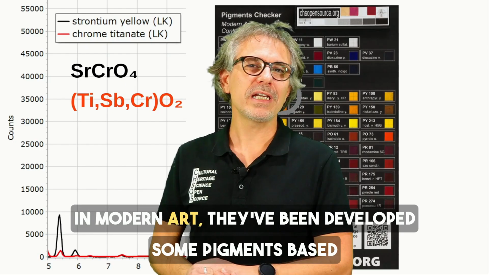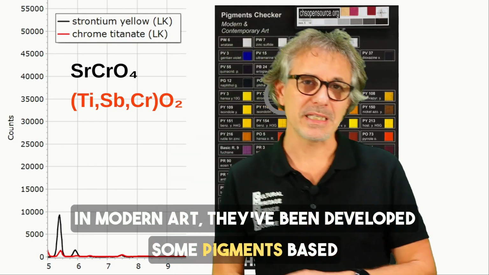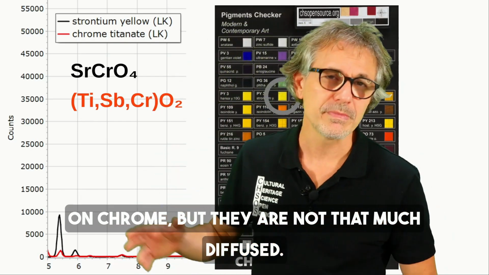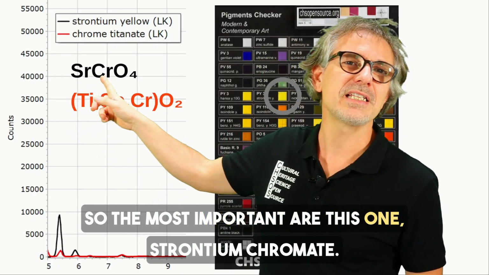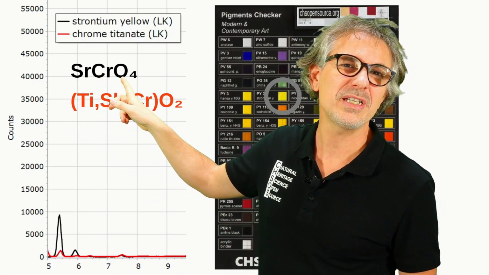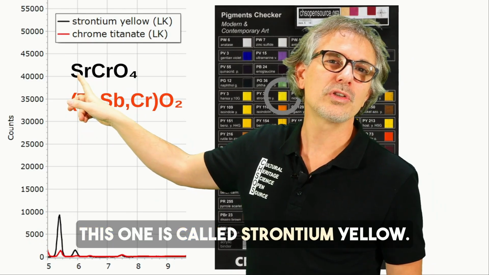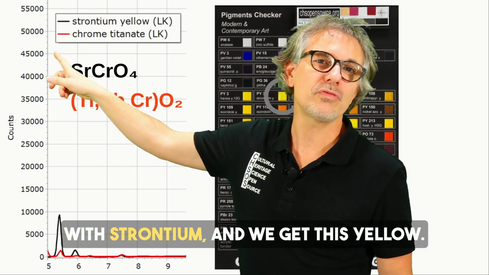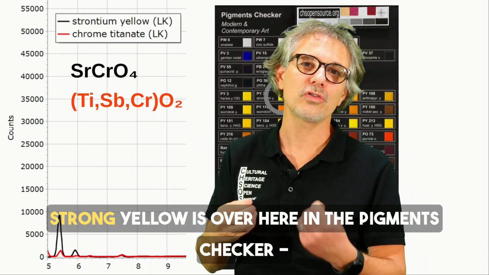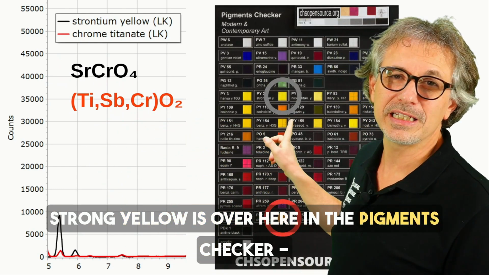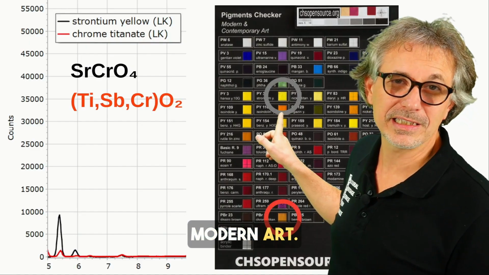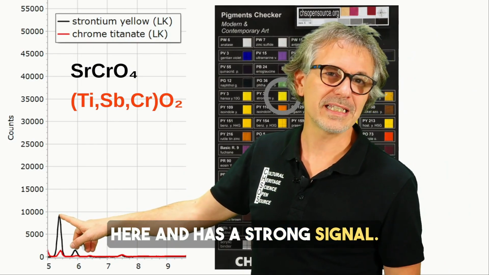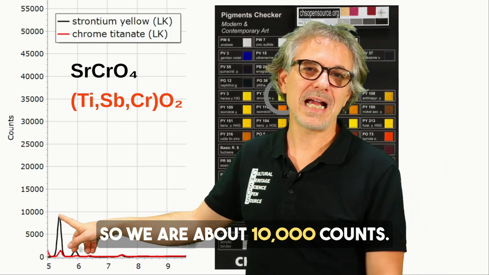In modern art, some pigments based on chrome have been developed, but they are not that widely diffused. The most important are this one, strontium chromate. This one is called strontium yellow. And you see again, chrome is mixed with strontium and we get this strong yellow. It is over here in the Pigment Checker modern art. So it's the black spectrum over here and has a strong signal. We are at about 10,000 counts.